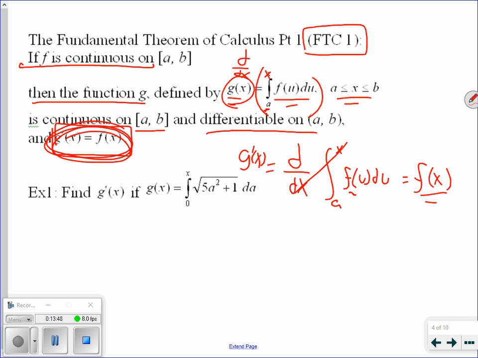Now, the reason that I have u here, du, is because I want it to be another variable other than x, because x is being plugged in, so I chose another variable. Let's look at some basic examples of how this works in practice.